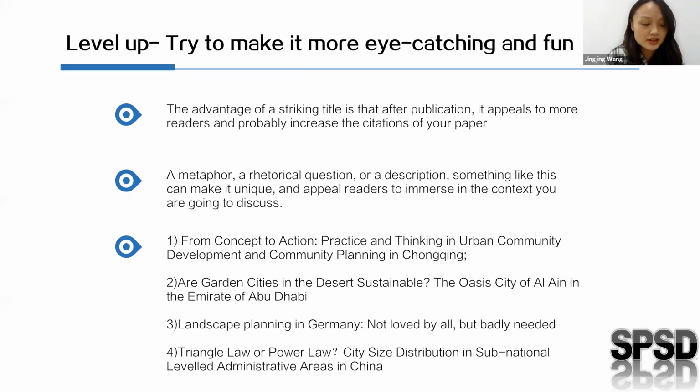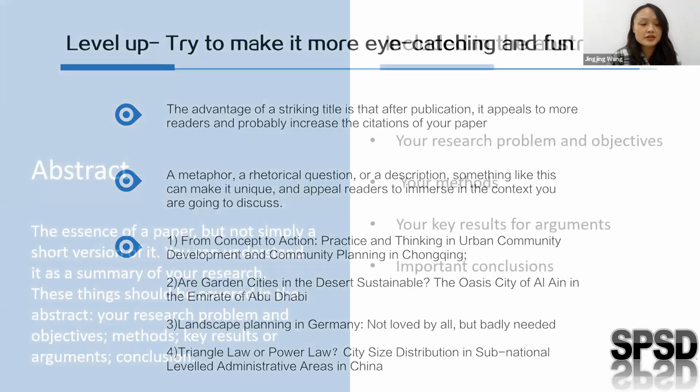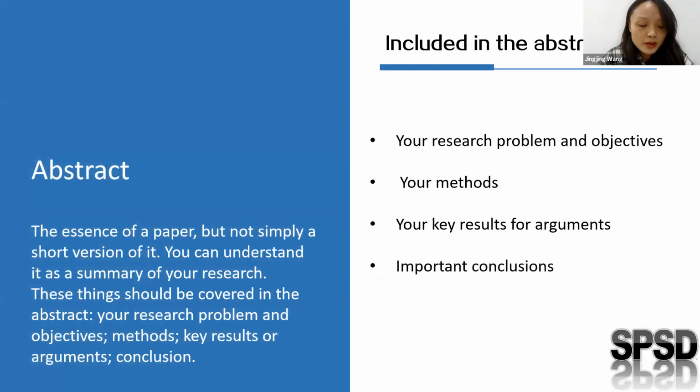And after talking about titles, next we will talk about the abstract. The abstract is the essence of a paper, but you cannot simply make it a short version of the paper. You can understand it as a summary of your research. And as a researcher, you should know that when you are searching for documents in a database, the titles are for us to judge if the results are relevant to our studies. And then we will read the abstract to see if the content is what we are looking for. So the abstract is as important as the title.